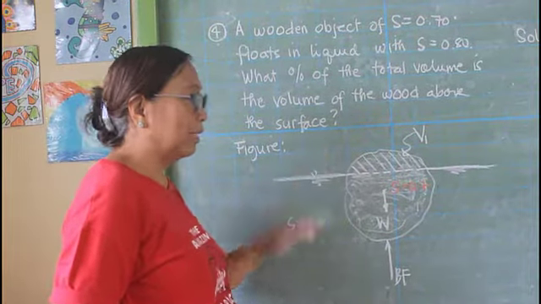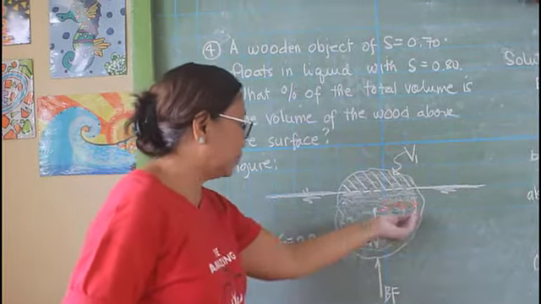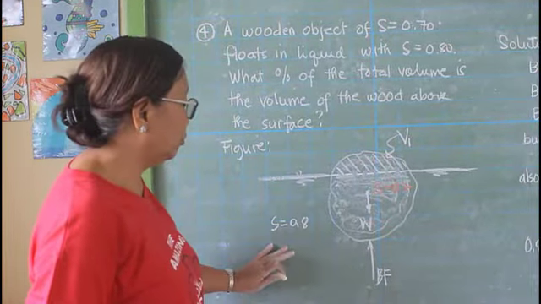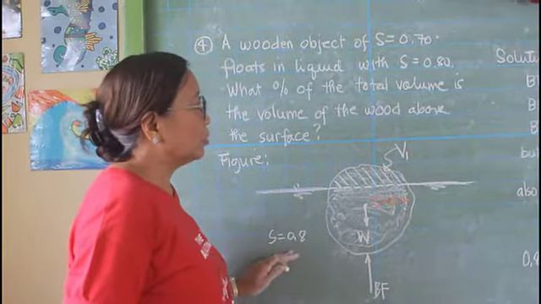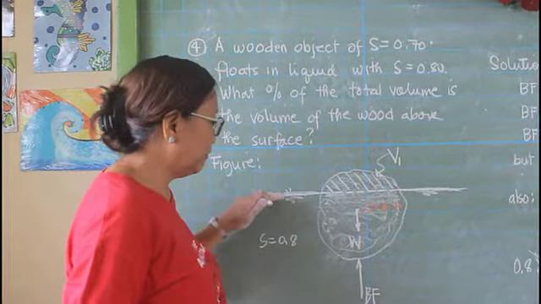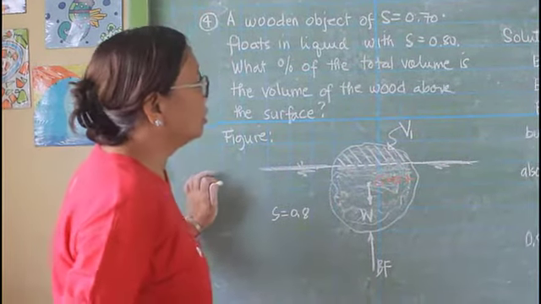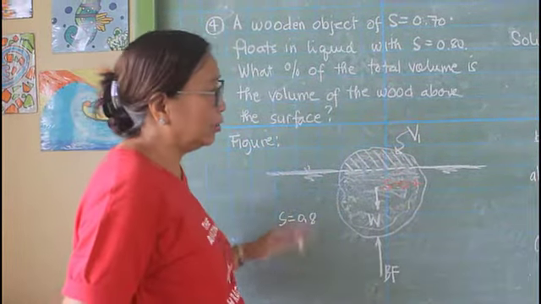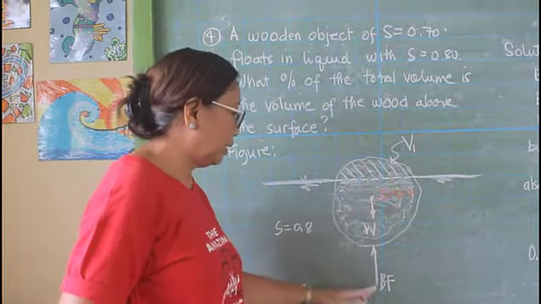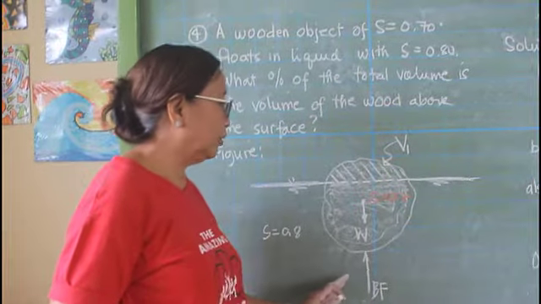So the wood is lighter than the fluid, so lulutang lang siya. Kasi mas magaan siya. In terms of the specific gravity, it's 0.7 only. Ang specific gravity ng ating fluid is 0.8. So, may part of the object that is above the surface of the fluid at ilang percent daw yun ng kanyang total volume. So, again, there are only two forces acting on the object. Its weight, yung weight mismo ng object, saka yung buoyant force, the upward force acting on the object.